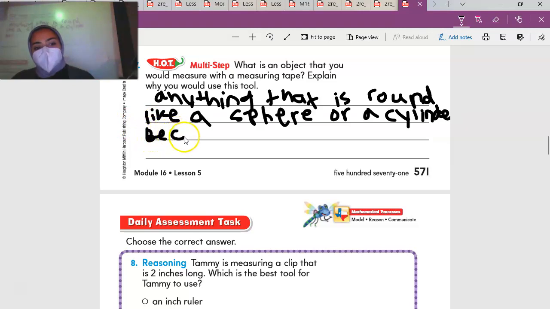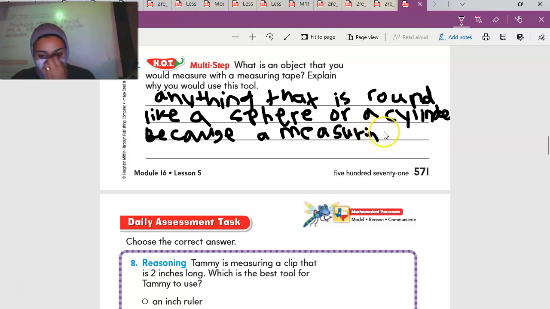Okay, after you're done with this, go ahead and complete page 572 to 574 on your own. You are not working on the purple page yet. You're just going to stop on page 574. We're going to do the rest another day, okay? If you have any questions, let me know.